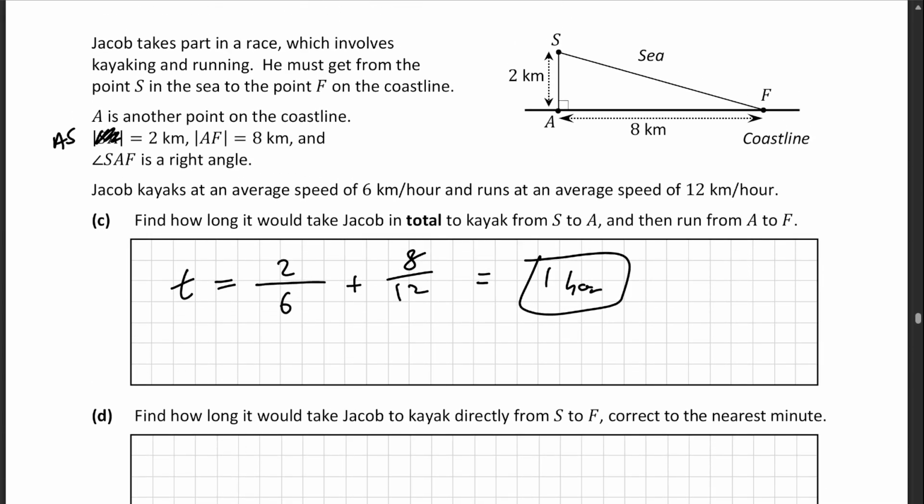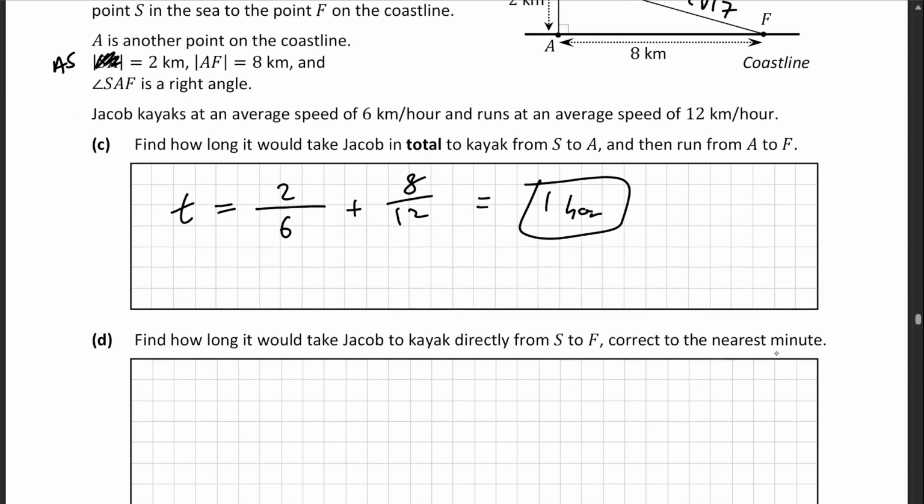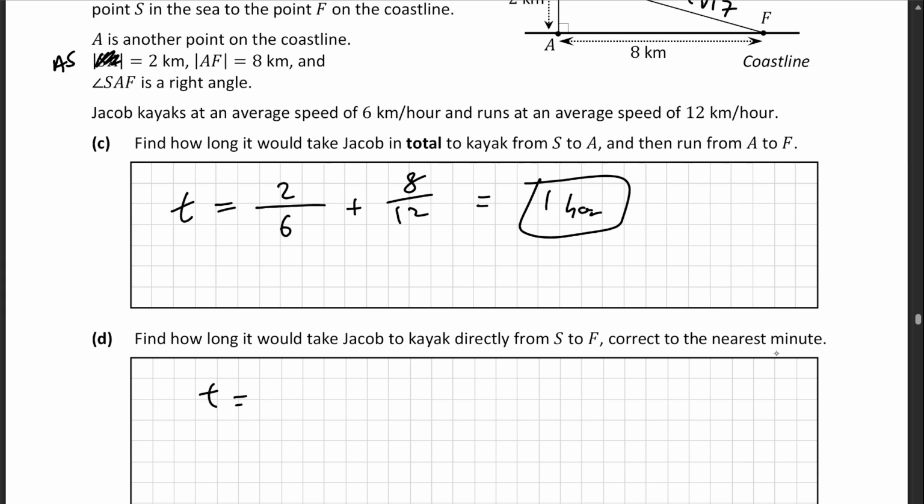Okay, well that distance there is just going to be 2 squared plus 8 squared, square rooted, which is 2 root 17. So his time is 2 root 17 over his kayaking speed, which is 6, which is 1.374368542 hours.